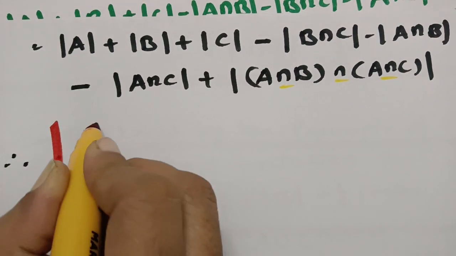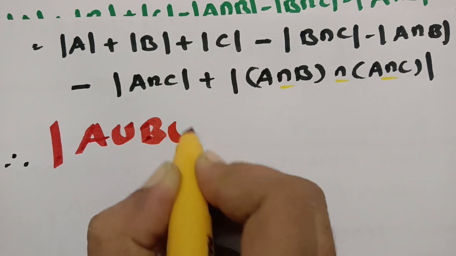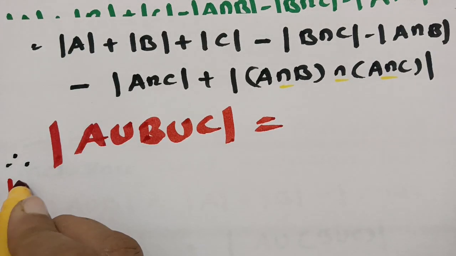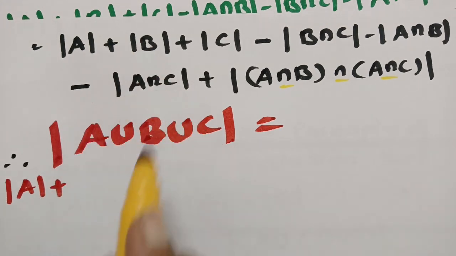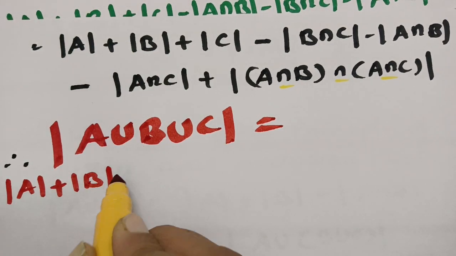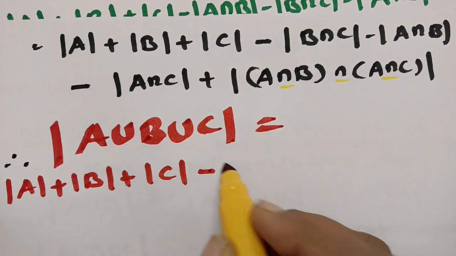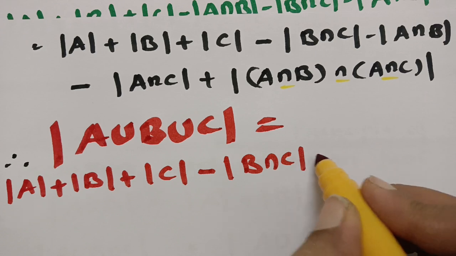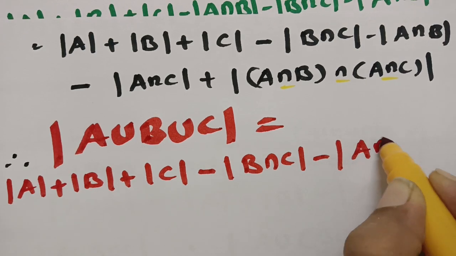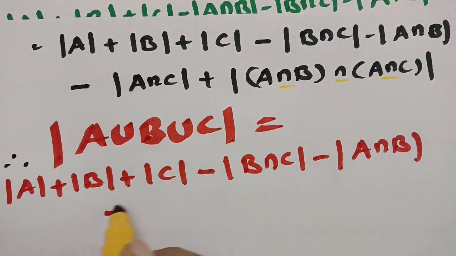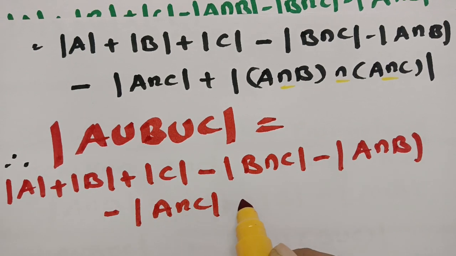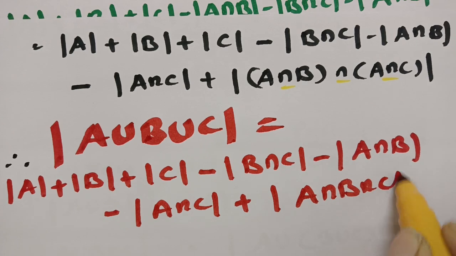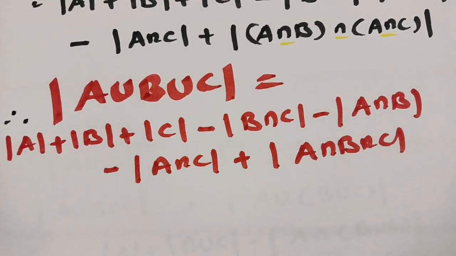So from where we have started, A union B union C is equal to, see here, this is nothing but the number of elements in A plus the number of elements in B plus the number of elements in C minus the number of elements in B intersection C minus the number of elements in A intersection B minus the number of elements in A intersection C plus the number of elements in A intersection B intersection C. So this is what it is asked to show.